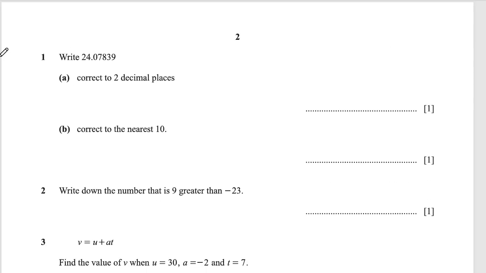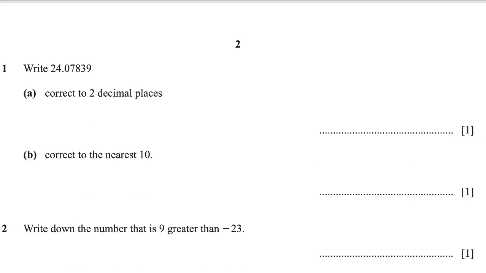First question says, write 24.07839 correct to 2 decimal places. When you get a question like this, this is the decimal point, that's where everything is coming from. So look at two numbers after the decimal point. This is the first number after the decimal point, which is 0. The next is 7.